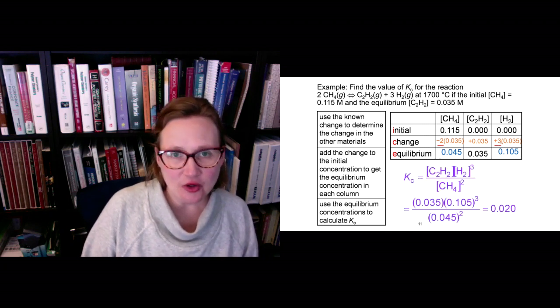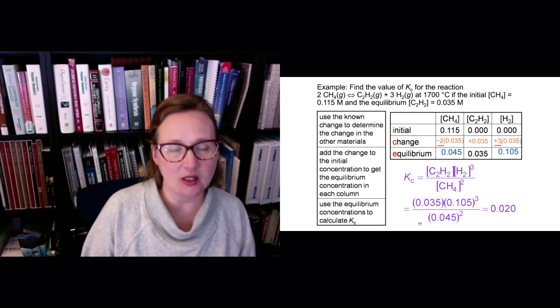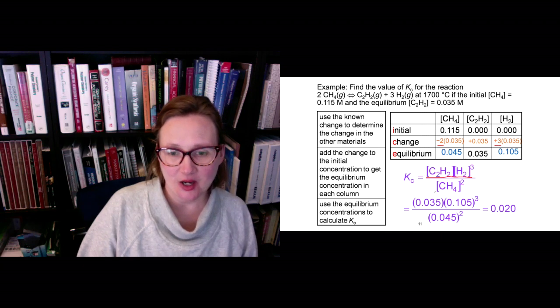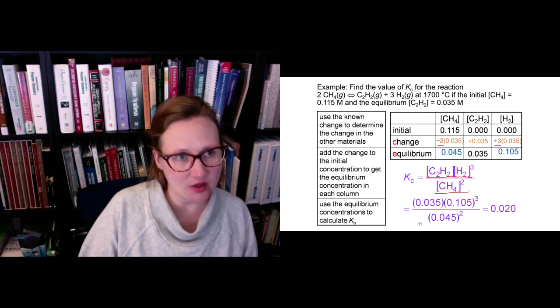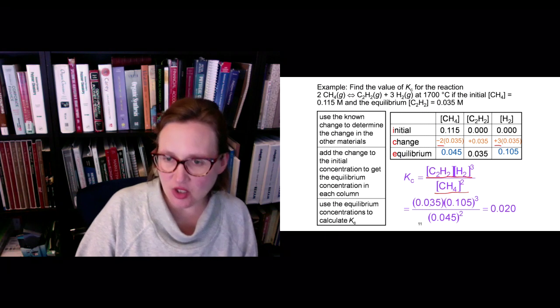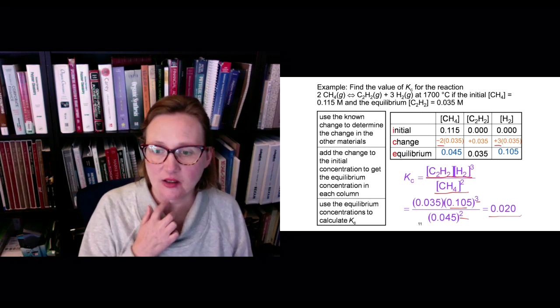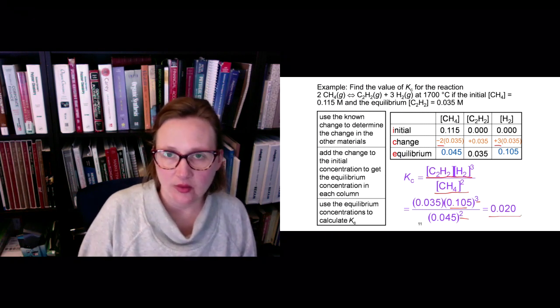And then we can go further and calculate the equilibrium constant. So first let's set up the equilibrium expression. So we have our products, C2H2 times H2 cubed, divided by our reactants, CH4, and we're going to square that. Okay, so we take those concentrations. So we have 0.035 times 0.105 cubed divided by 0.045 squared. And this is our equilibrium constant.